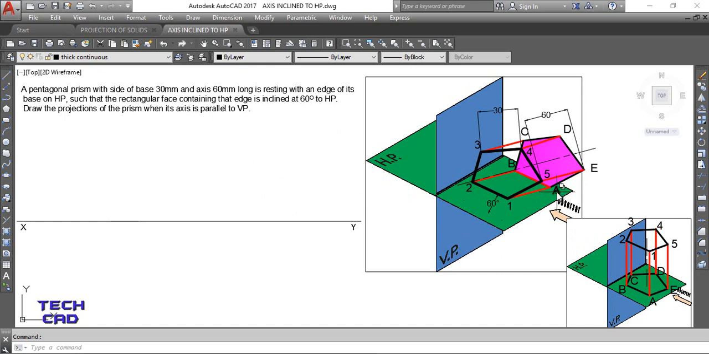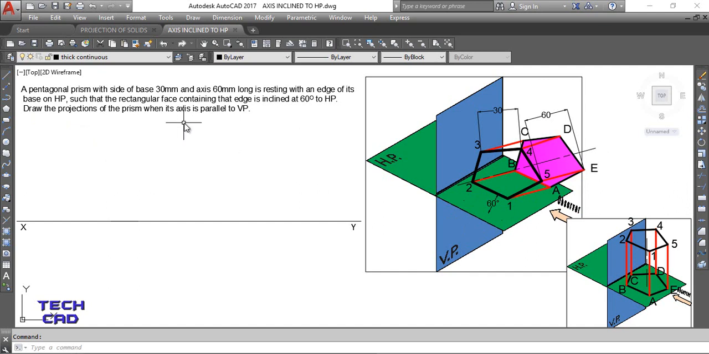So you can see here that it rests on AB. This is the side of the base, ABCDE, and it rests on this edge AB, such that the rectangular face containing that edge is inclined at 60 degrees to HP. Very important constraint. What the examiner wants to say is that on the edge AB it rests, and the rectangular face containing that particular edge makes a 60 degree angle with HP. So this is the proper imagination of my prism as per the question.